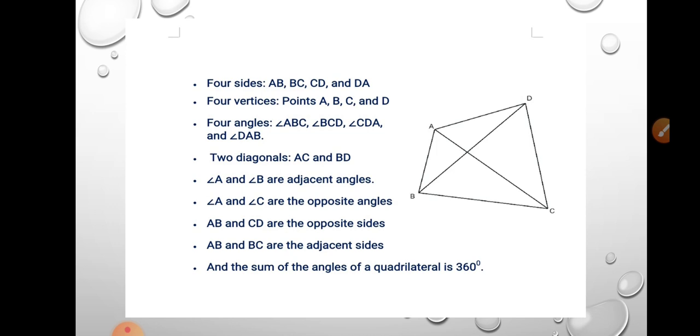Also it has two pairs of opposite angles: angle A opposite to angle C, one pair, and angle B opposite to angle D, second pair. And last, the sum of the angles of a quadrilateral is 360. That means the sum of angle ABC plus BCD plus CDA plus DAB is equal to 360 degrees. Okay, now let's solve some problems based on it.